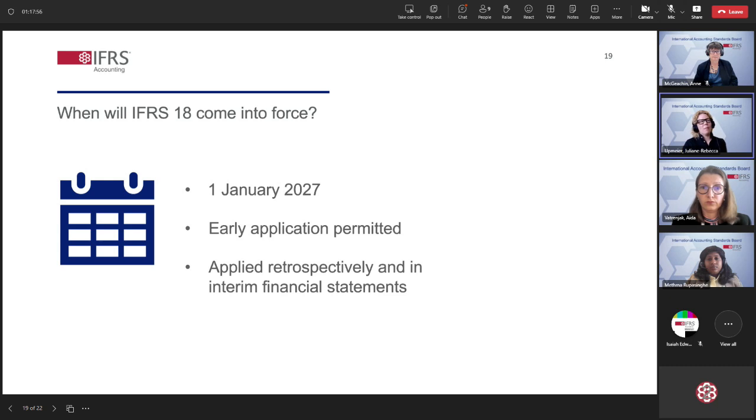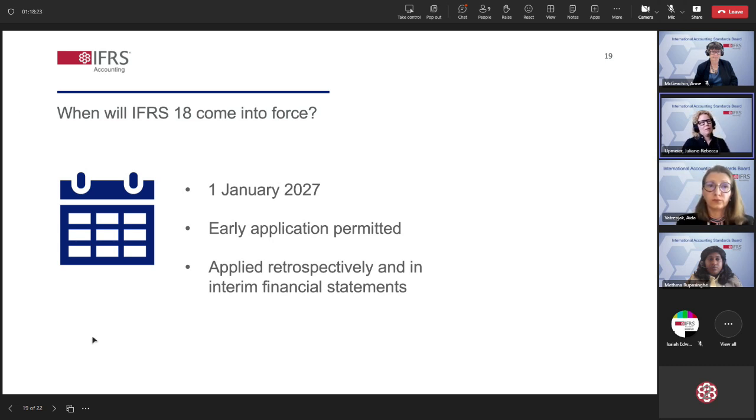For example, the new requirements for subtotals and categories in the statement of profit or loss and the enhanced requirements for grouping of information will require companies to carefully consider their current presentation and also what to include in the notes. In addition, the new requirement for companies that present one or more line items by function to disclose information about specified expenses by nature, which we just talked about, might require changes to systems and processes and might take some time to implement.